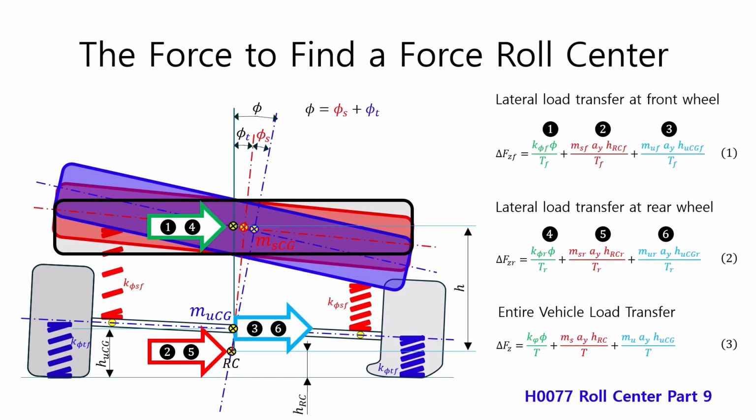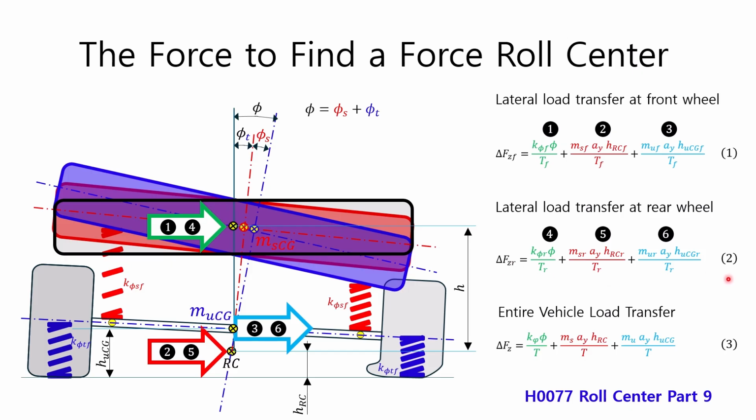First, let's figure out what force you need to use to find the force roll center. In our last video, E0077 roll center part 9, I explained the roll angles, the suspension and tire roll stiffness, and based on the forces acting on them, we could formulate equations for 6 elements of load transfer. Equation 1 represents the 3 load transfer elements at the front axle, and equation 2 represents the 3 load transfer elements of the rear axle.